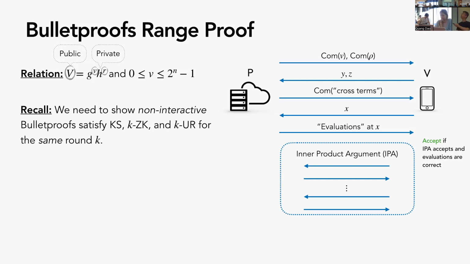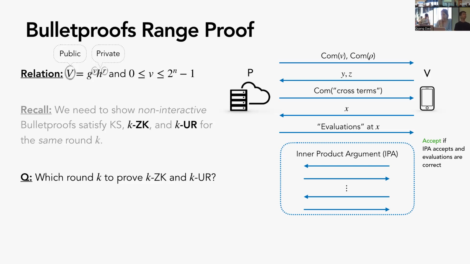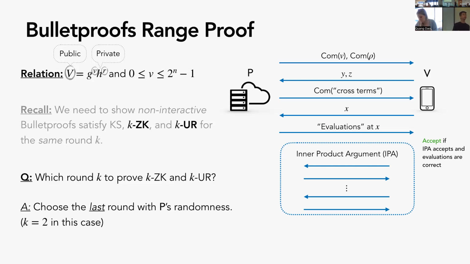So recall, we need to show these three properties. And right now, I'm just going to focus on showing the latter two. Now the question is, we can choose the round k to prove kZK and kUR, right? And the overall heuristic I'm going to use is that we choose the last round where the honest prover can use randomness. And this last round is going to be round 2. Because in the first 2 rounds, the prover sends commitments, and commitments are inherently randomized. But after that, there is no more randomness.